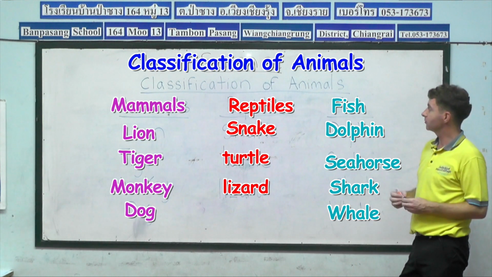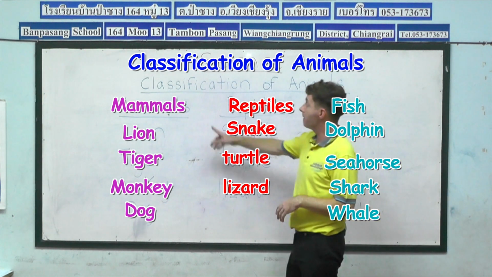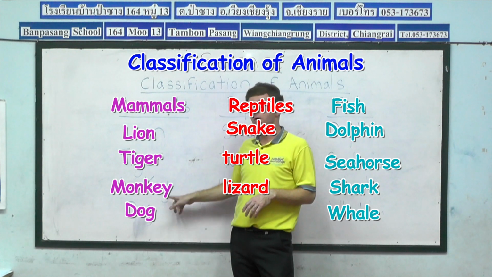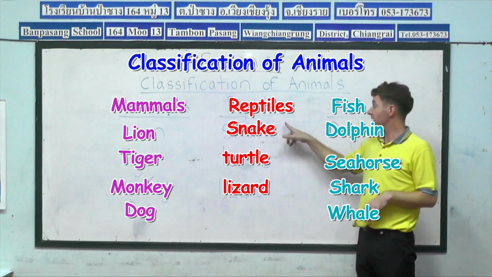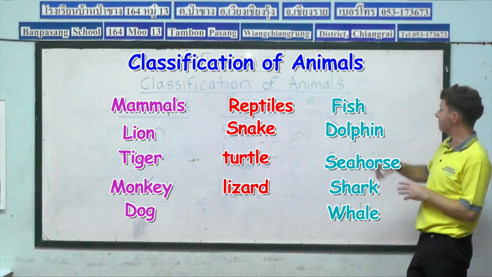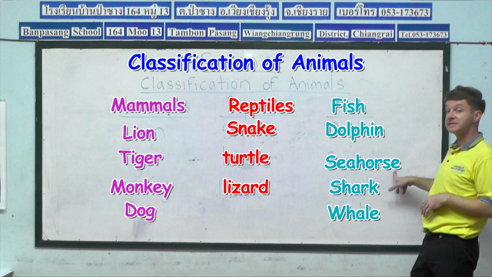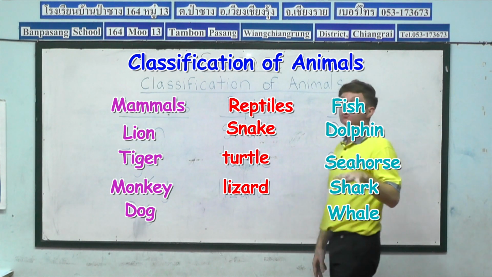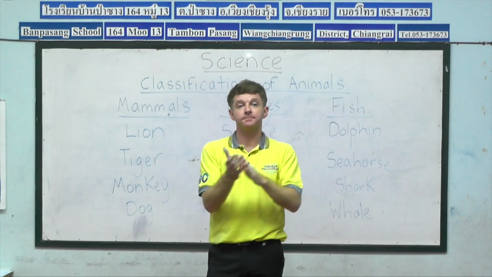W-H-A-L-E. So we've got some excellent examples there of our 3 ones that we've learned so far. Mammals: lion, tiger, monkey, and dog. Then we've got reptiles: snake, turtle, lizard. And finally, our 3rd category, fish: dolphin, seahorse, shark, and whale. And these are the ones we learnt about in the previous lesson. So guys, that was excellent, very well remembered.